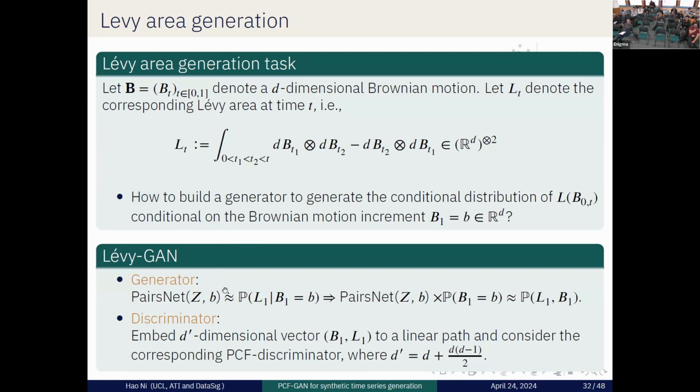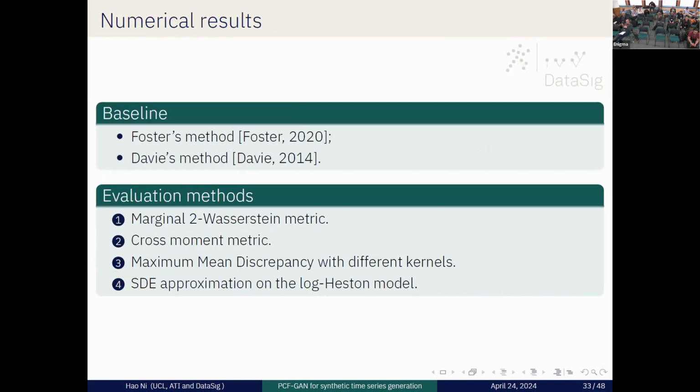The generator is a conditional generator. Taking the Brownian motion increment and the noise vector, we generate the samples. And for the discriminator, we consider the joint distribution of Brownian motion and the Levy area at time 1. We embed it into a linear path and use the PCF discriminator for the training.